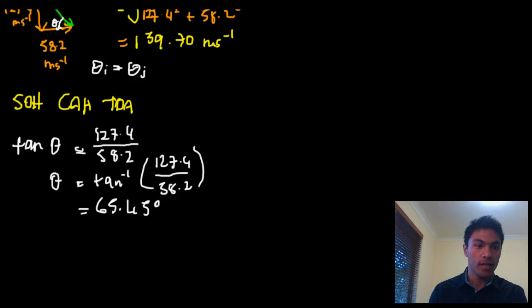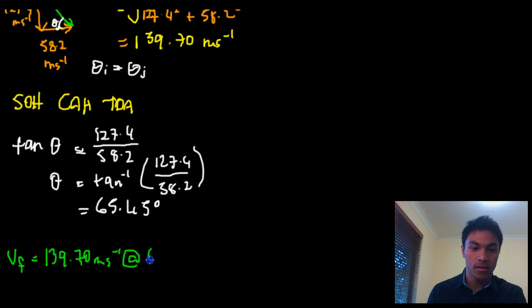So our very final velocity, just to finish this off, let's put it in green. Our final velocity, Vf, is 139.70 meters per second at 65.45 degrees to the horizontal. So we've solved it. We've got all our information now.